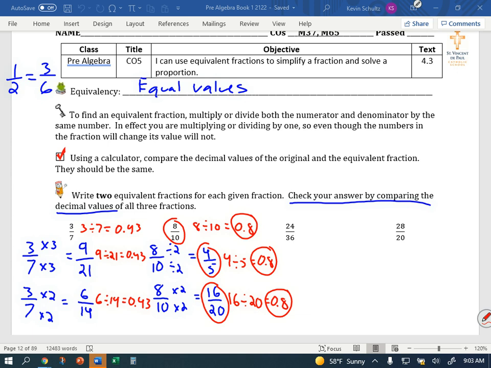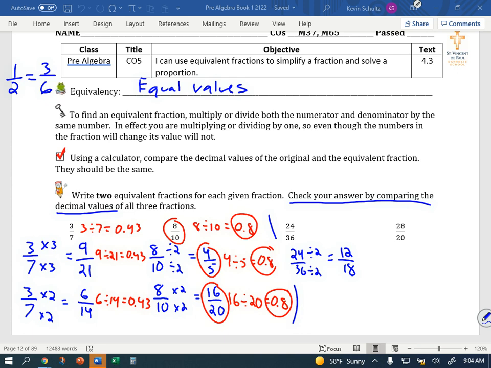Yeah, Kylie. Yeah, go ahead. Sure. What Kylie's asking is, for 24/36, she divided by 2 to get an equivalent fraction of 12/18. She's saying, can she do that again to get another equivalent fraction?